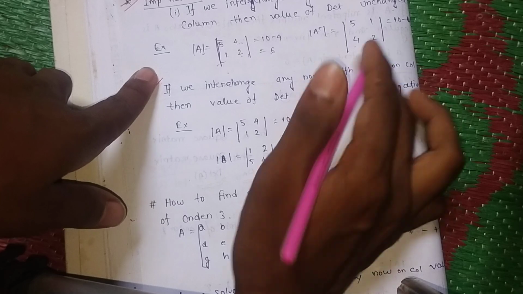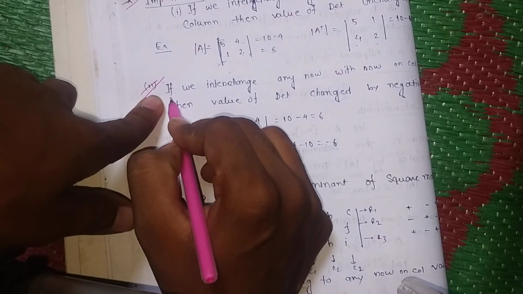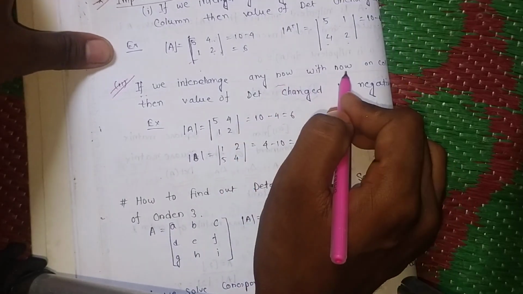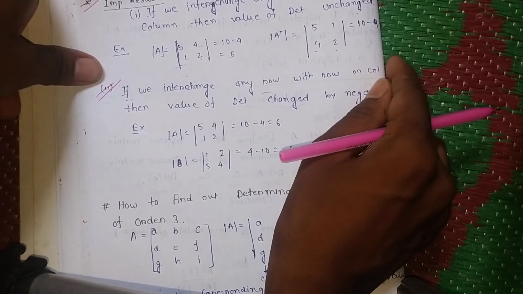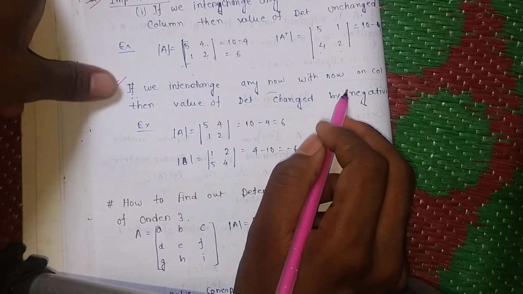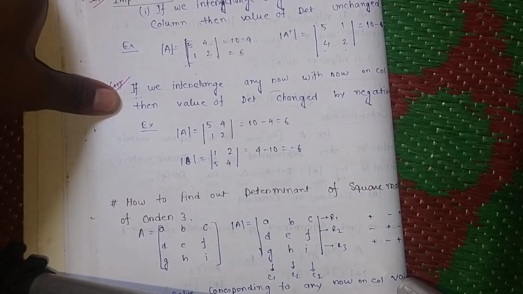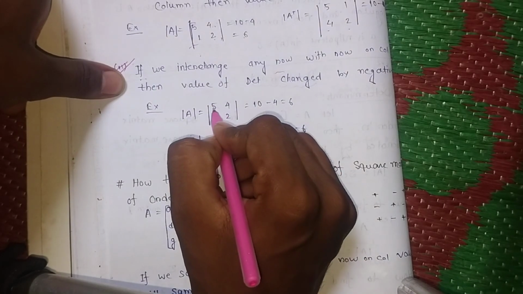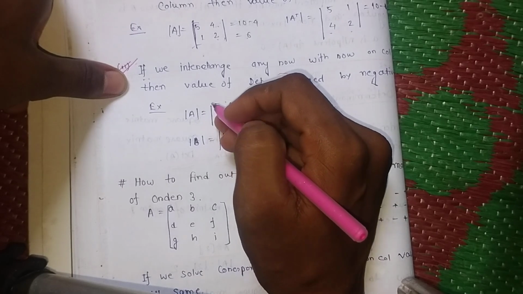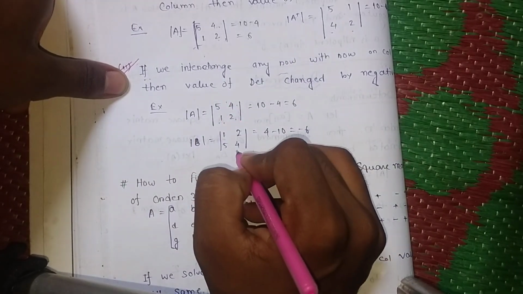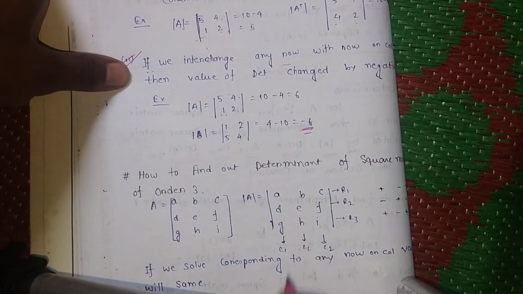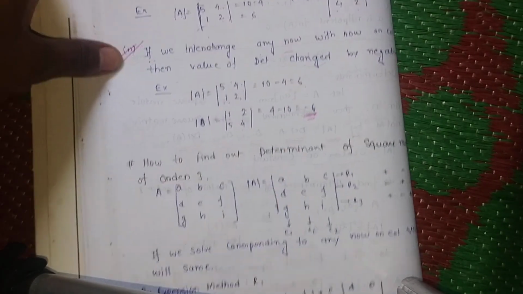The next property is: if we interchange any row with another row, or a column with another column, then the value of the determinant changes by a negative sign. What is the meaning of that? It means if we put row 1, 2 in the upper row, that is the first row, and 5, 4 in the second row, then the value is the same but with a negative sign. This value is 6 and this is minus 6.